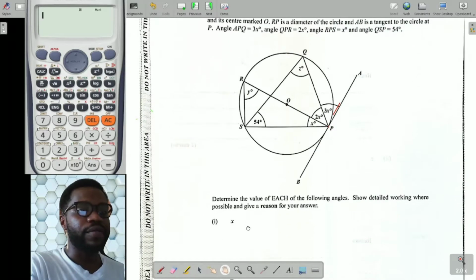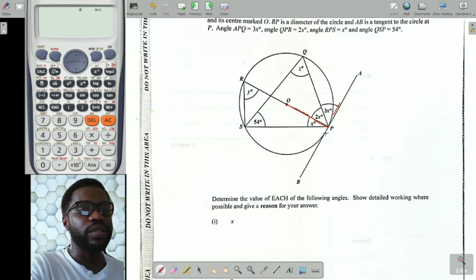It says determine the value of each of the following angles, show detailed working where possible, and give a reason for your value. Alright, let's start with x. First of all, I want x degrees. X is in a triangle. I don't have enough information in that triangle to find it, but I know that OP is a radius, and AB is a tangent. What is very important to note is that the radius forms a 90-degree angle with a tangent at a given point. So all of this angle right around here is 90, meaning that my 2x and my 3x degrees will combine to give me 90 degrees.